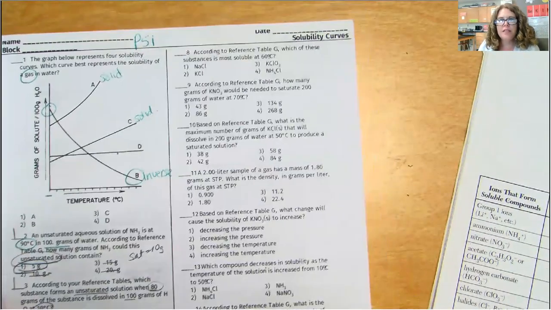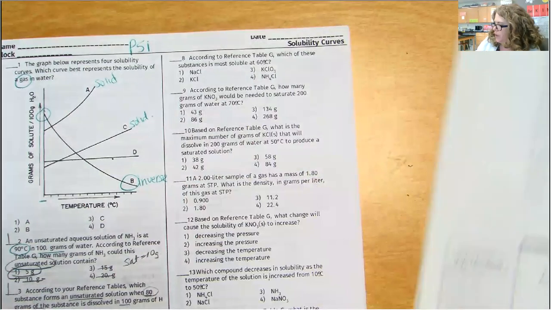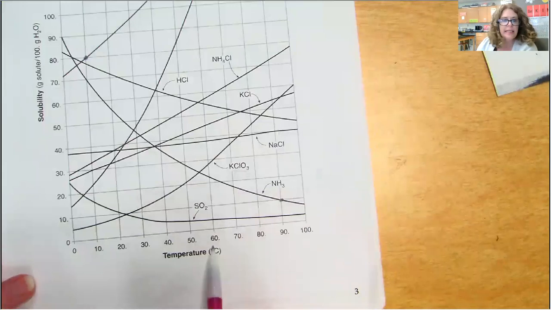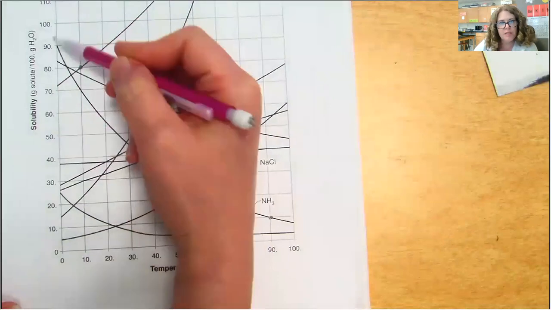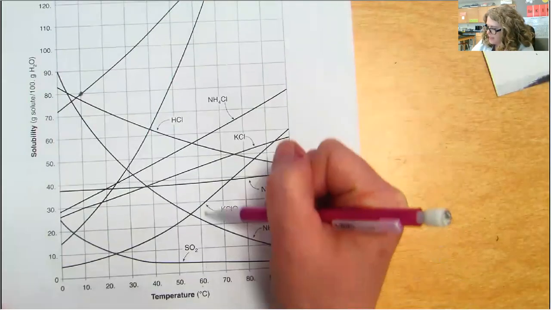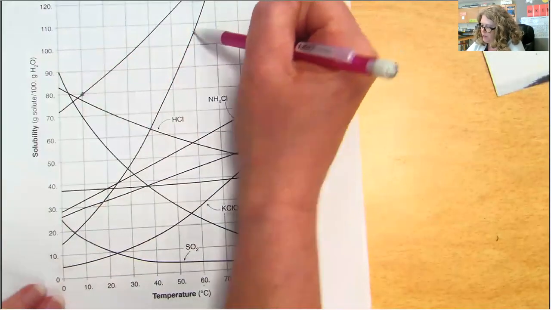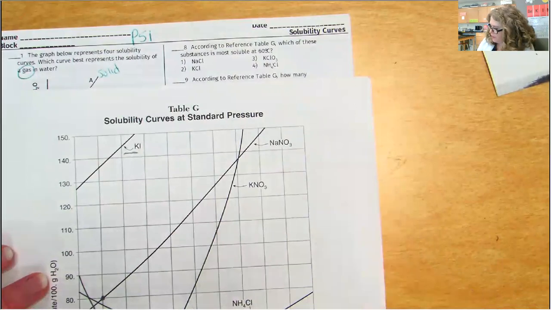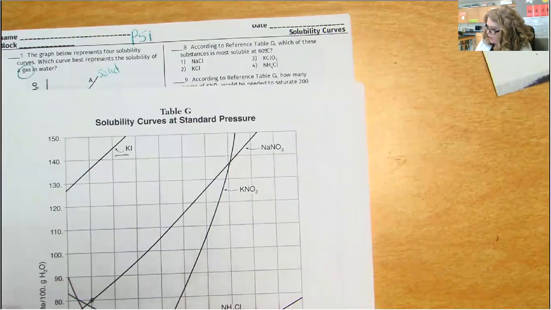All right, now moving on to number 8. According to reference table G, which of these substances is the most soluble at 60 degrees? At table G, the most soluble at 60 degrees is going to be the one with the highest line, because that's going to be the most substance dissolved. So the highest line at 60 degrees, if I go all the way up to here, is potassium nitrate or sodium nitrate. Is that one of my choices? Potassium nitrate or sodium nitrate? No. Okay, so now let's go down here at 60 degrees. The lowest is SO2, so that's not there.